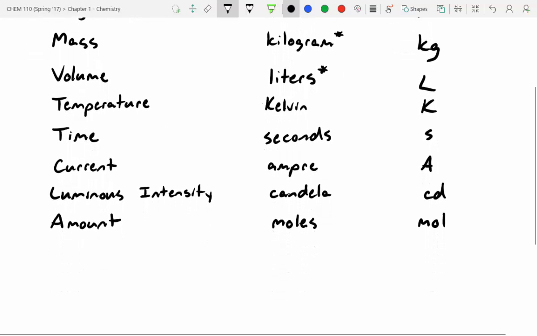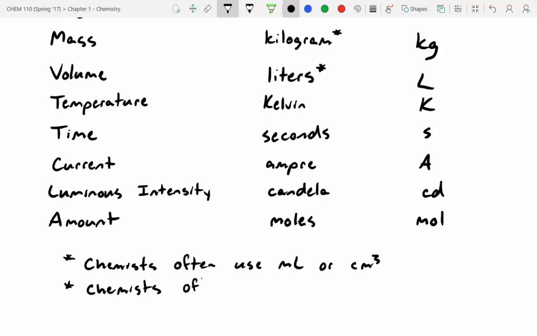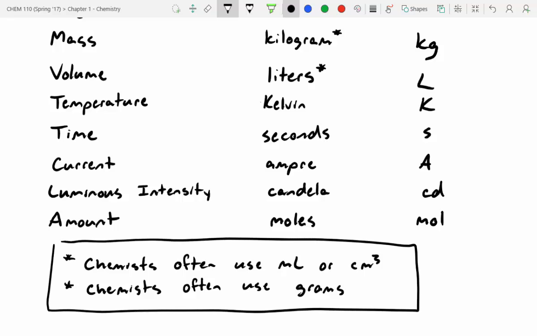But let's make a little note, too, for those asterisks. Chemists often use milliliters, so little m, capital L, or centimeters cubed, instead of the liters that are shown. And chemists often use just the base of grams. So we'll make a little note of that. They're interchangeable. Does that make sense?